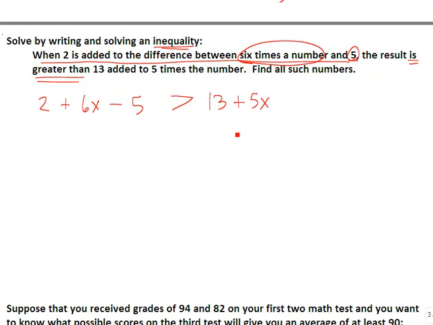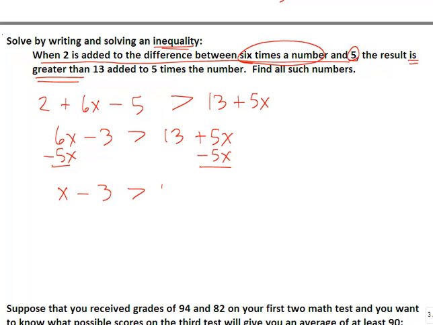Once you have it translated, you just have to solve it. So on the left-hand side, we have a couple of like terms. We're going to get 6x, and 2 minus 5 is -3. Now we can get our x's together. I'm going to subtract 5x over to the left-hand side. 6x minus 5x is x. We get x minus 3 greater than 13. And then to finish solving for x, we could add 3, and we get x is greater than 16.